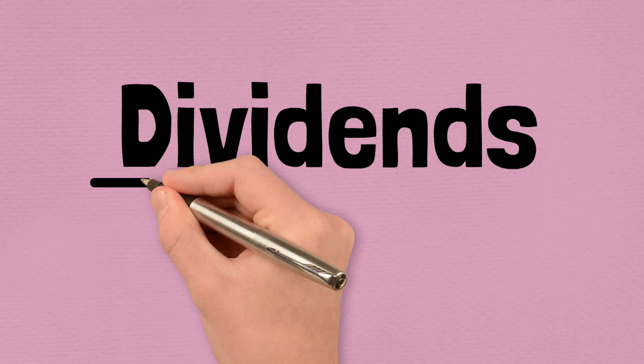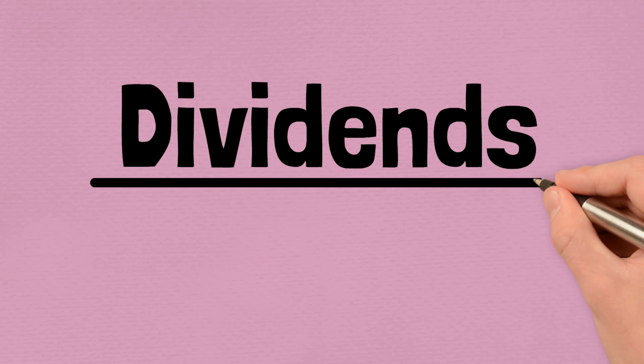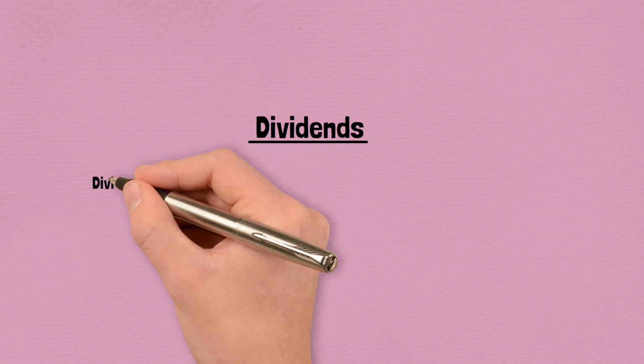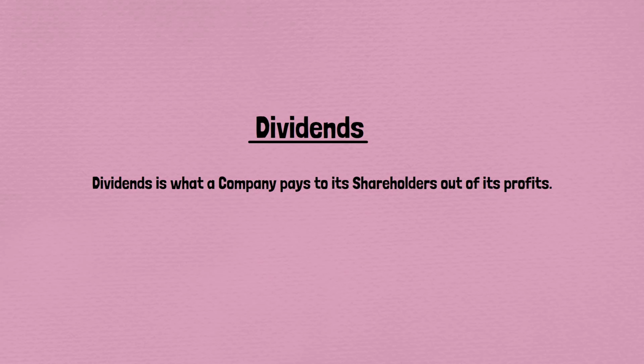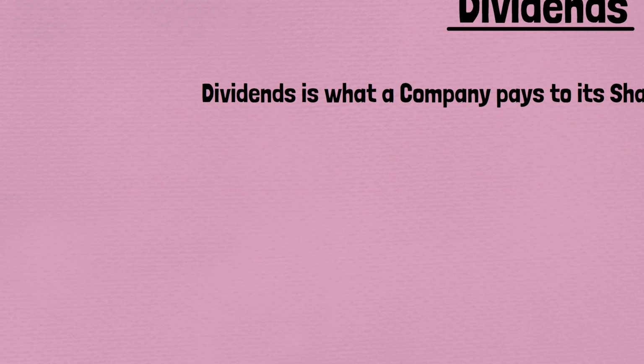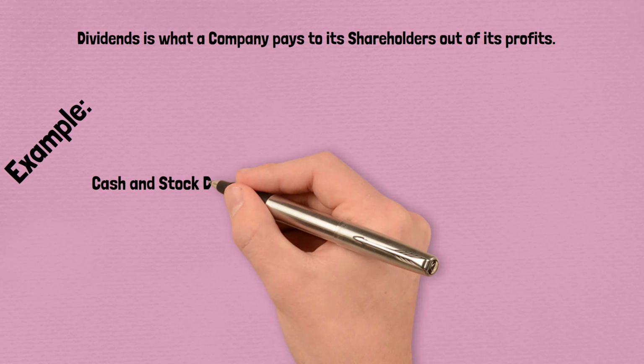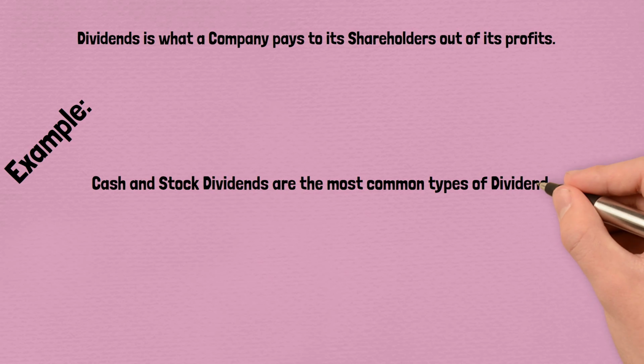Now we will discuss dividends. Dividend is what a company pays to its shareholders out of its profits. So basically, dividend is the part of the profit a company shares with its shareholders. If a company pays cash to its shareholders, then it is cash dividend, or if the company issues stock, then it is called stock dividend.